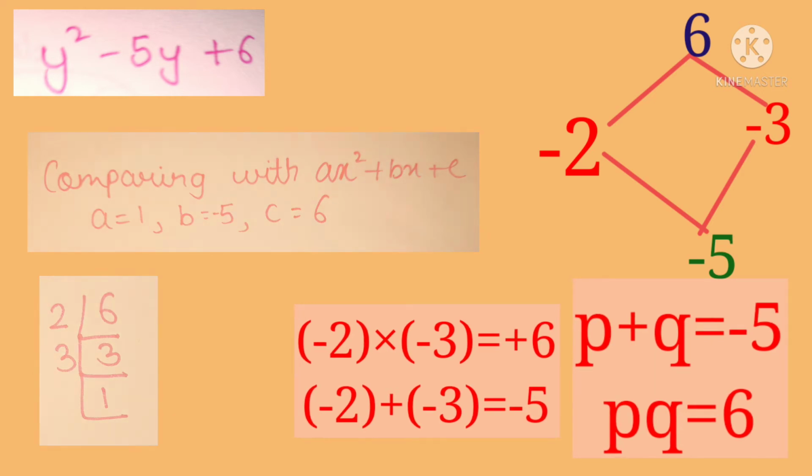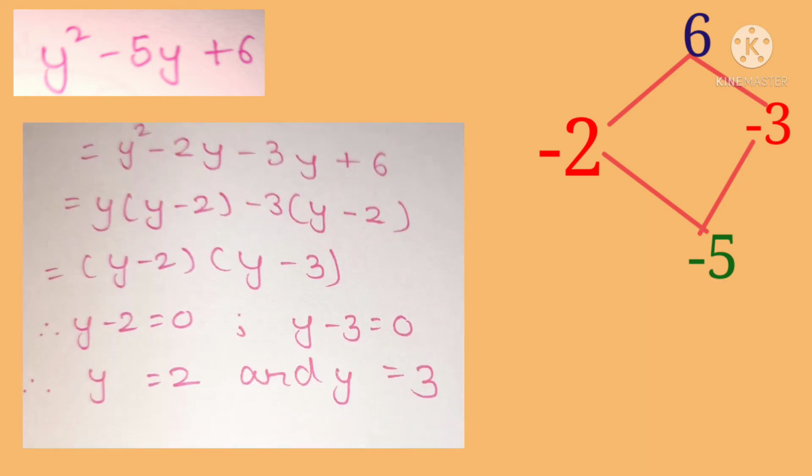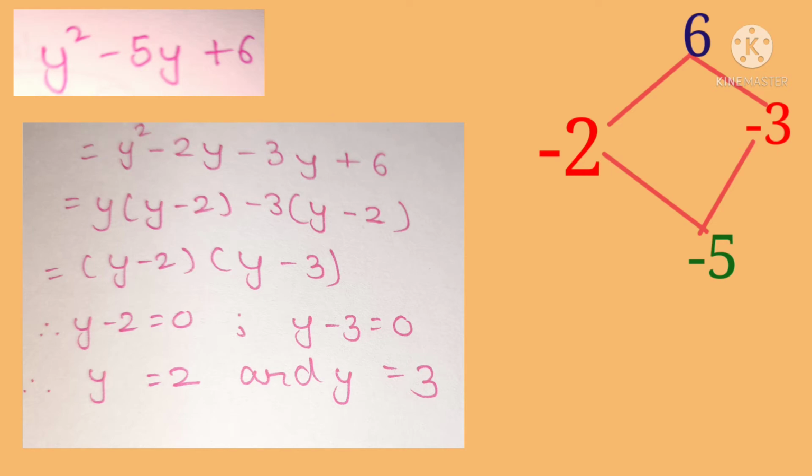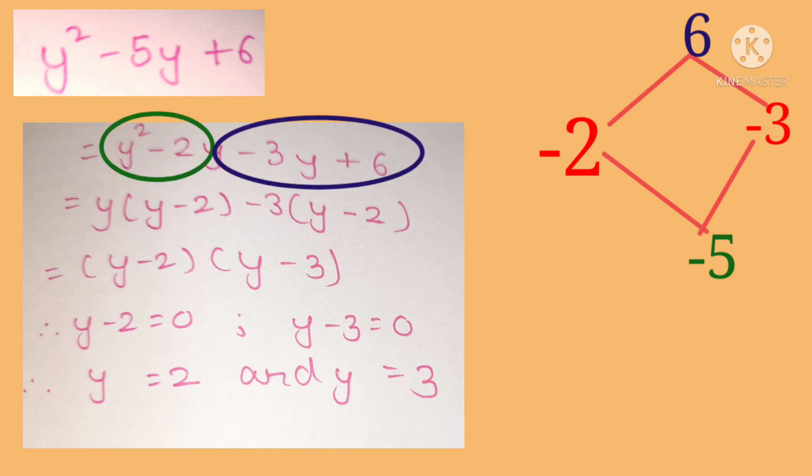Now let's put it in the equation given. In place of the b term, that is nothing but in place of minus 5, we are going to put minus 2y minus 3y, and the a and c parts are absolutely the same. So it's nothing but y square minus 2y minus 3y plus 6. So as previously, we need to make a club of the two. It's nothing but y square minus 2y and minus 3y plus 6. So these are the two terms.